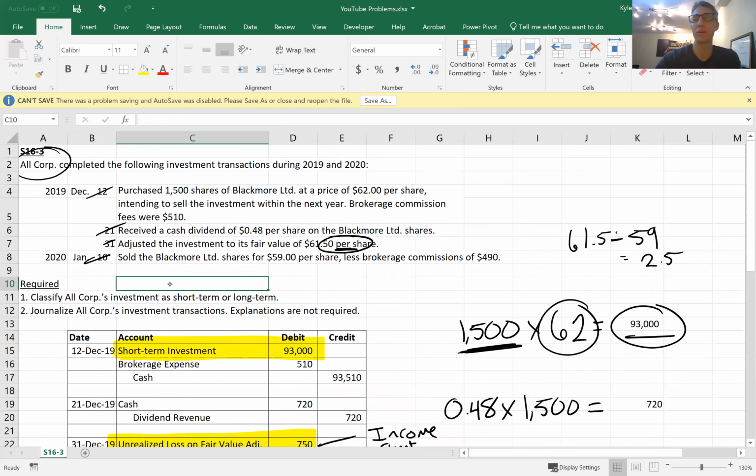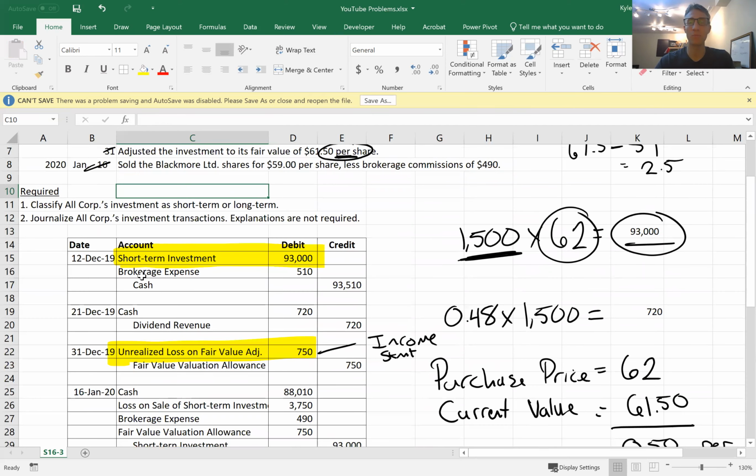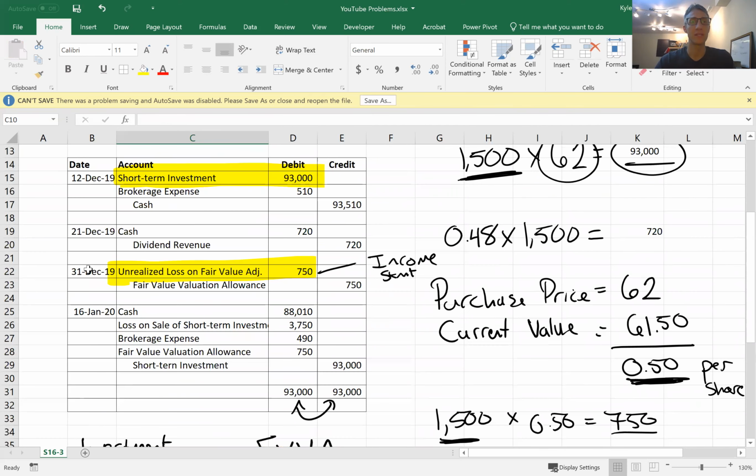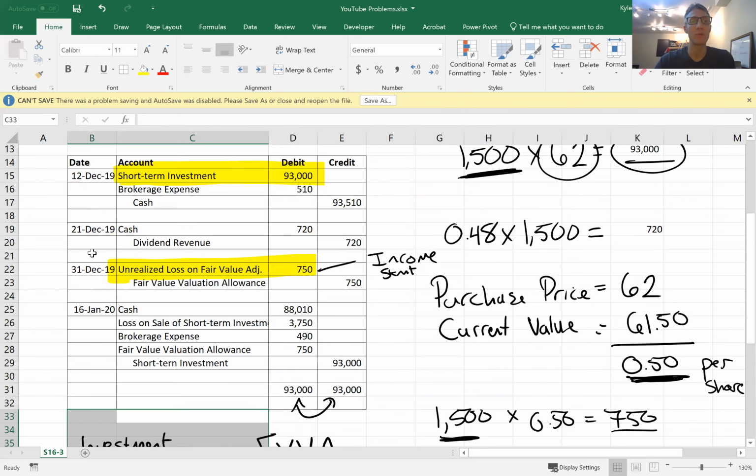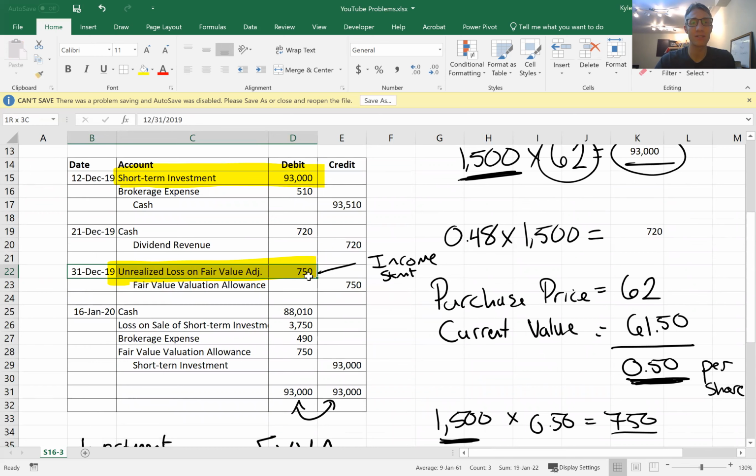So what I want to do is pause for a minute here and take a look at this problem and point out a couple of things. This unrealized loss goes on the income statement. So when I said we reduce our accounts to zero, I meant we reduce our balance sheet accounts to zero, which means the allowance and the actual investment account. So that's one thing. Another important thing to recognize is that we recognized this loss of 750 last year.